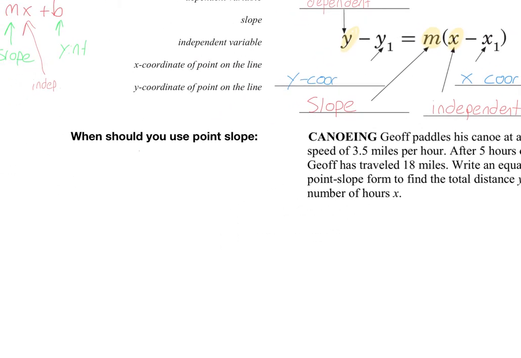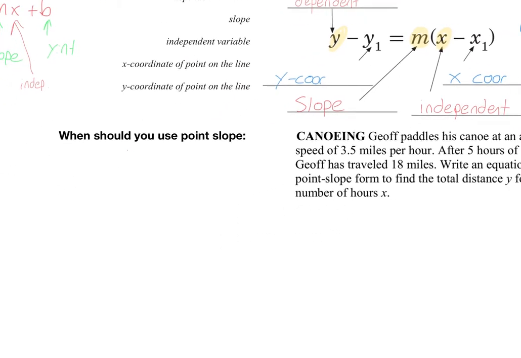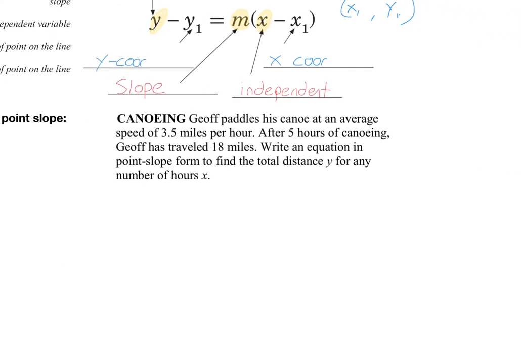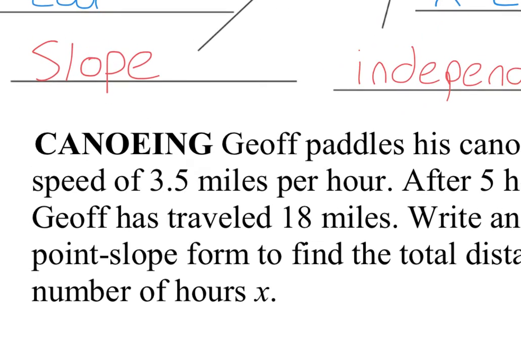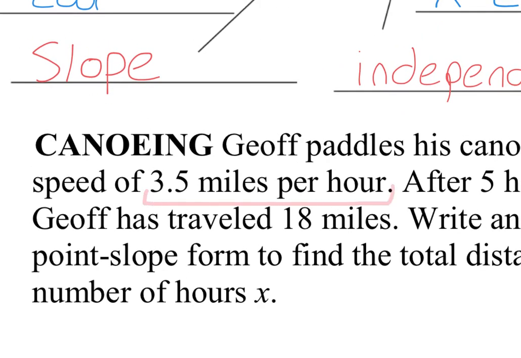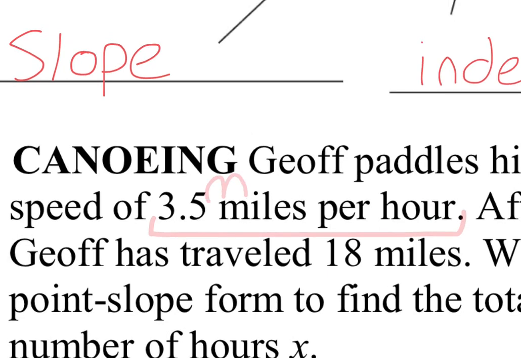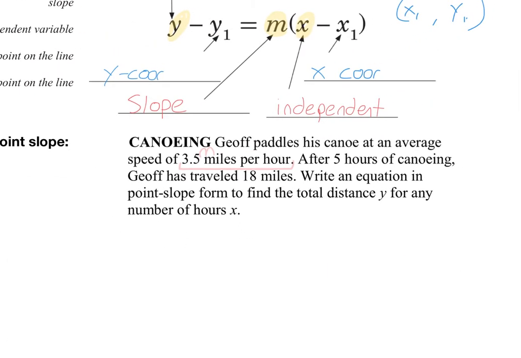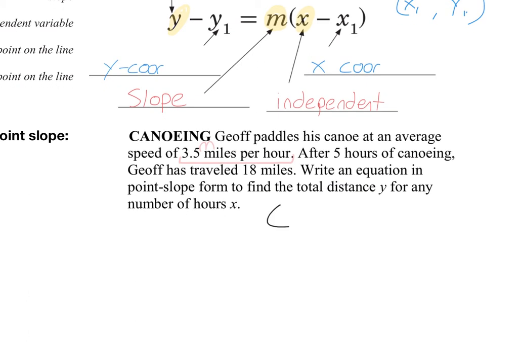Here's an example of when you should use point-slope. Let's do this canoeing problem. Jeff paddles his canoe at an average of 3.5 miles per hour. Whenever we see that word per, this is our slope. This is going to be our m value. After 5 hours of canoeing, Jeff has traveled 18 miles. That is a coordinate point. So one of our coordinate points is 5 hours, 18 miles.